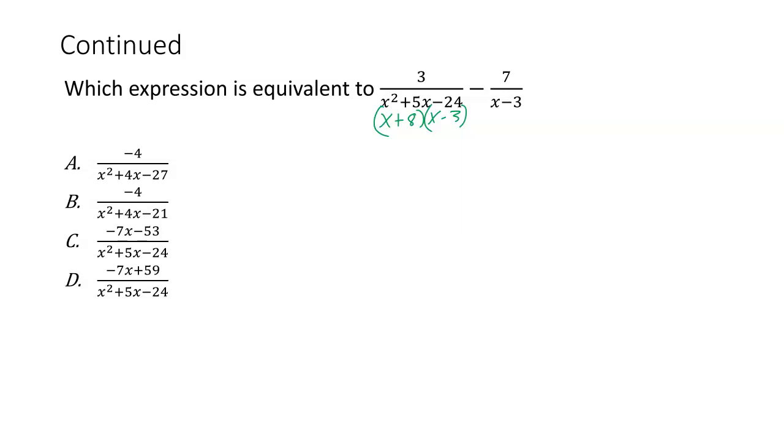So what's my least common denominator going to be? x minus 2. Well, they have that in common, so that'll be part of it. And x plus 8. It's going to be all of them, that whole thing. x squared plus 5x minus 24 is my least common denominator. So knowing that, I can actually get rid of 2 of those answers. A and B. They don't have the right denominator. Wrong denominator, wrong denominator. Get rid of those.